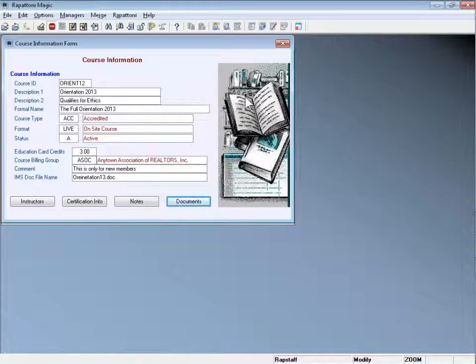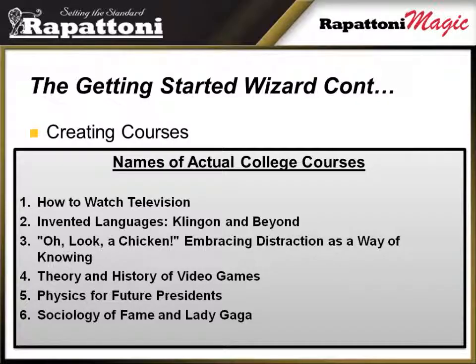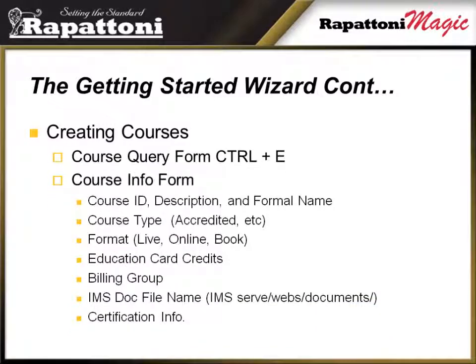Let's review. So again, we have a list of our cool names of our universities, college courses. But how do we create courses in Magic? Well, we'd go to the course query form and hit Control-E to establish a new course, which will basically take us to the course information form, where you can put in your unique course ID, description, and name.